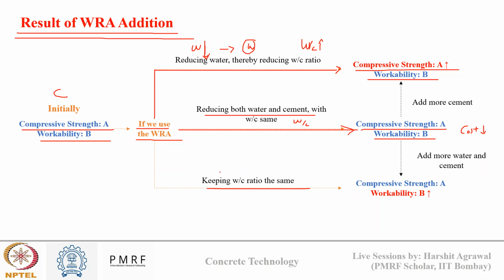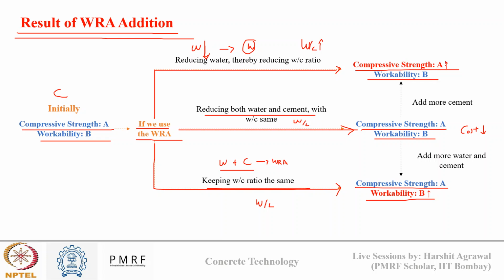Here in the third application, water and cement are the same, but we are adding WRA in addition to that. So what we are doing, we are increasing the workability of concrete, but since water and cement content are the same, my W by C ratio is the same, so my compressive strength is the same. Okay, so this is the third application of water reducing admixture.